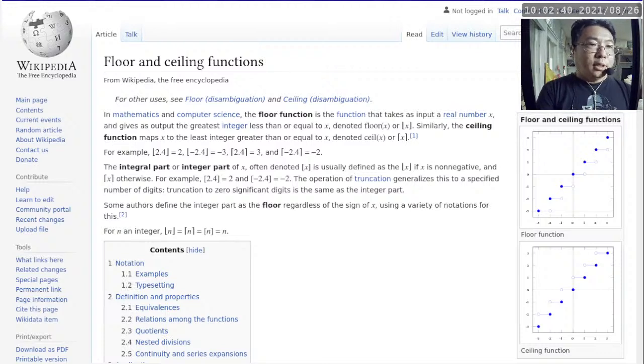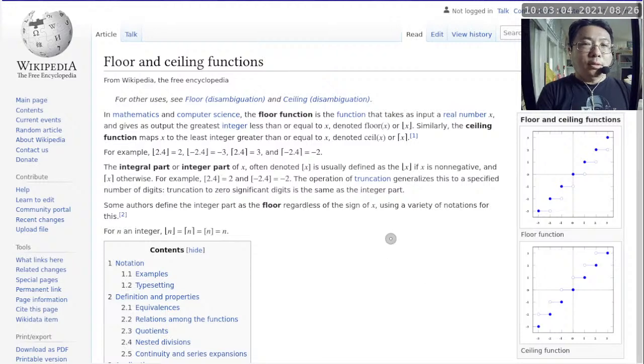No, floor is not rounding up. It is not rounding. It is the largest value that is less than or equal to whatever you're taking the floor of. So I would not equate it to rounding, because it is not rounding. It might look like rounding, but it's not.